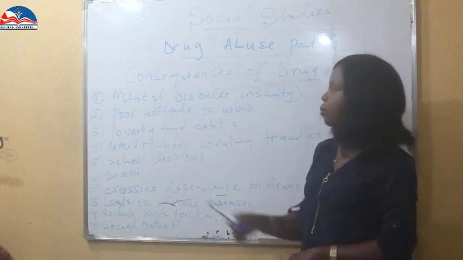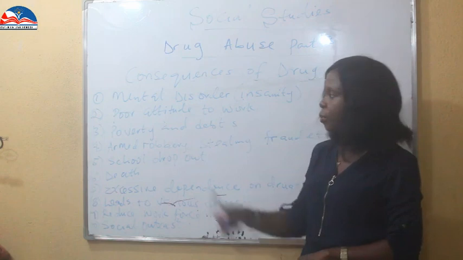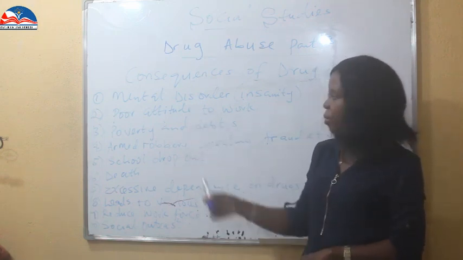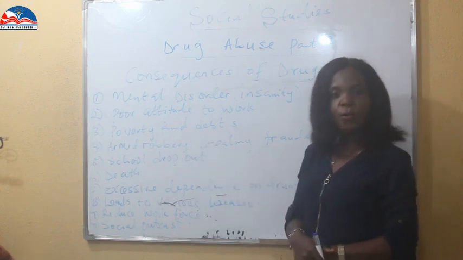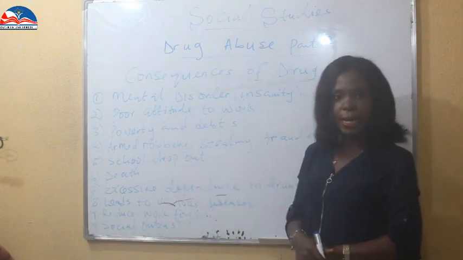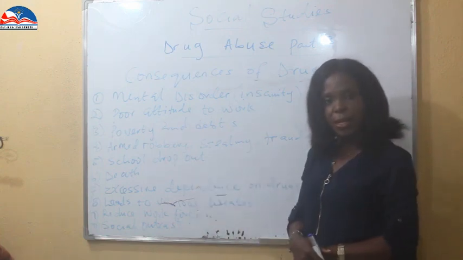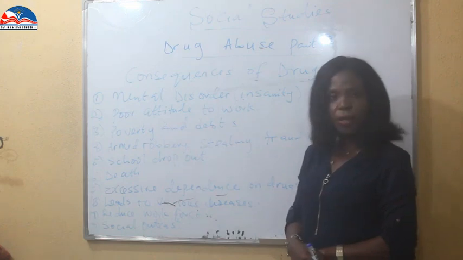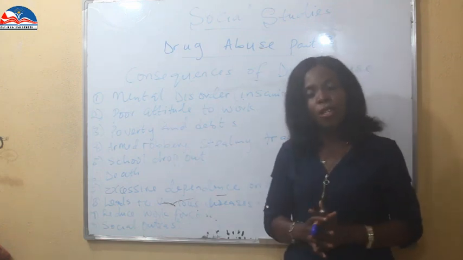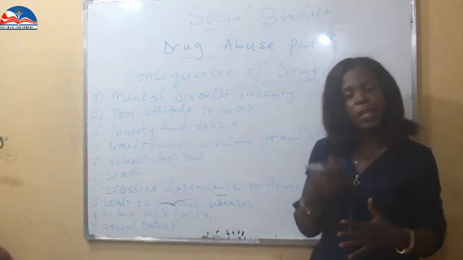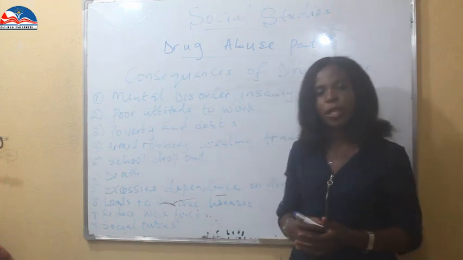Let me go over them again. 1. Mental disorder. Poor attitude to work. Poverty and debt. Armed robbery, stealing, fraud, and other crimes. School dropout. Debt. Excessive dependency on drugs. Leads to various diseases. Reduces the workforce of a nation. Social outcasts. These are the consequences of drug abuse. Now let's try to discuss them one after the other.